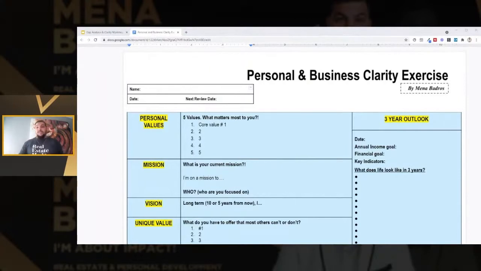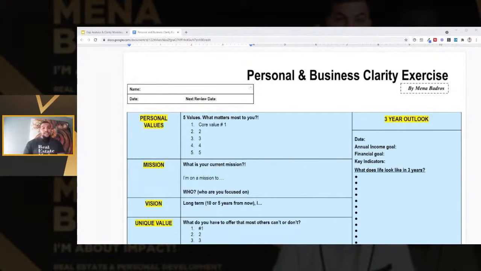How much you want to have saved up, maybe how many properties you want to have bought, how much you want to have in assets. Maybe you have other financial goals that are there. So 3 years from now, what is that date of 3 years from now? What is your income goal 3 years from now? And what are your financial goals 3 years from now?